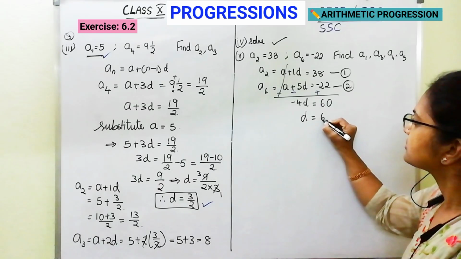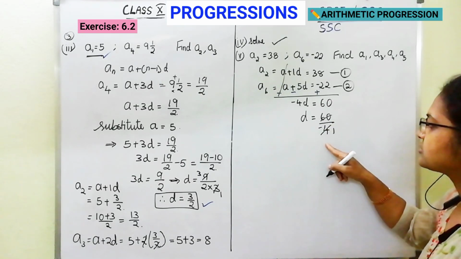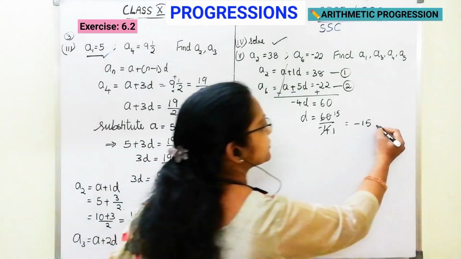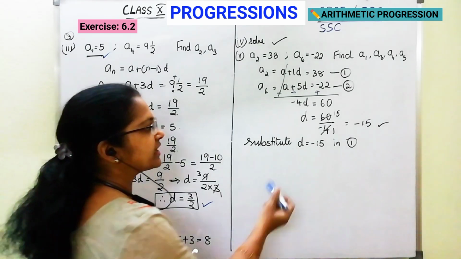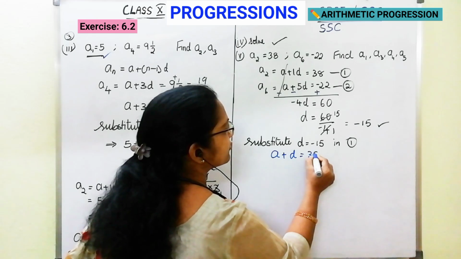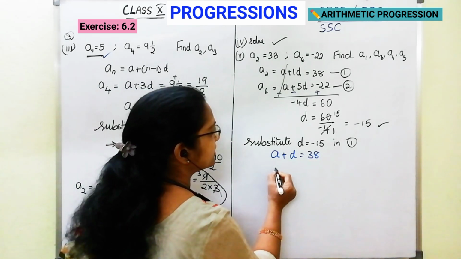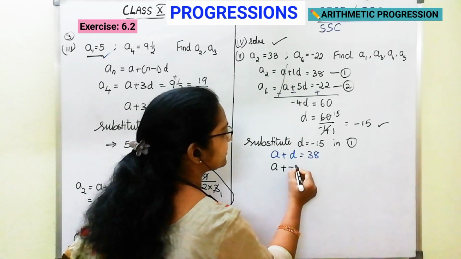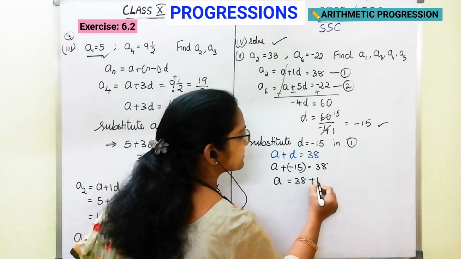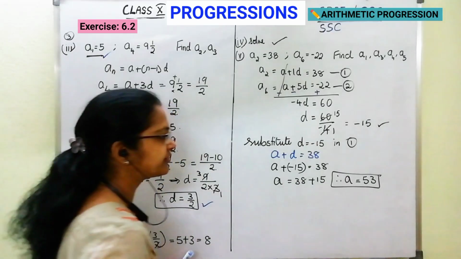D is equal to 60 by minus 4. So 4 15s are 60, and this one is 15. So it is minus 15. D value is minus 15 here. Substitute D is equal to minus 15 in the first one. So A plus D is equal to 38. 1D or D is the same. A we are supposed to find. A plus D, that is minus 15, is equal to 38. So A is equal to 38 plus 15. When we add it up, A is 53.